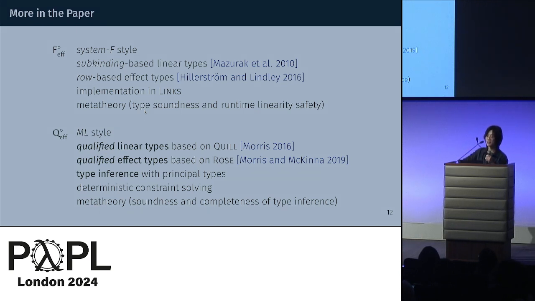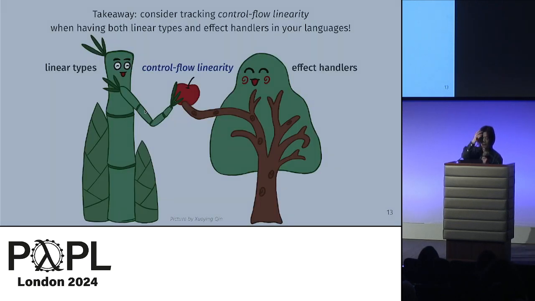We have the formalization of these two core calculi. One thing worth mentioning is that for QFPOP, we use qualified types to do both linear types and effect types, based on some previous work. And we have a type inference for it, which does not require any annotation at all. My takeaway is: consider tracking control flow linearity if you want to have both linear types and effect handlers in your languages. Thank you.